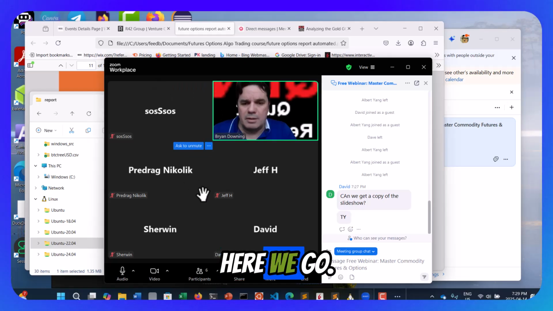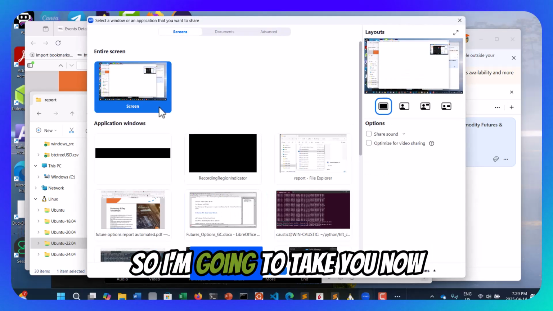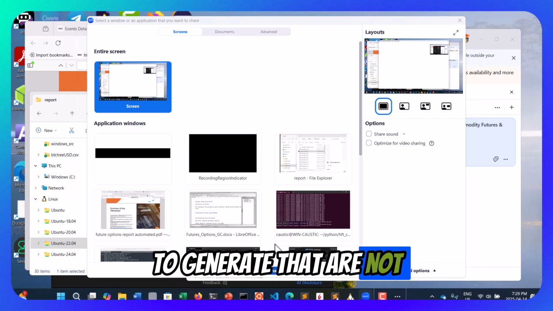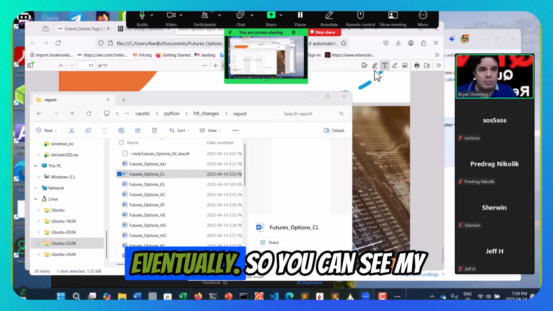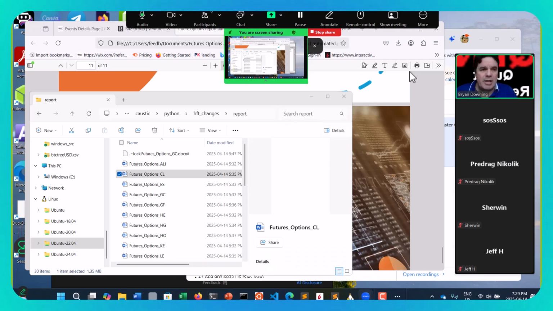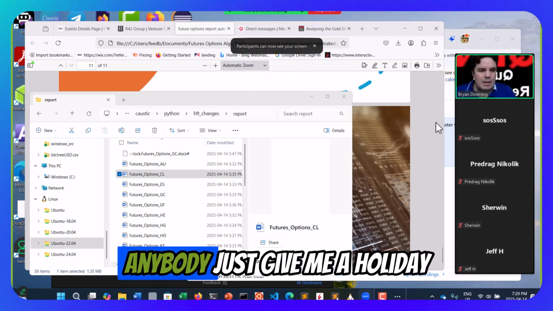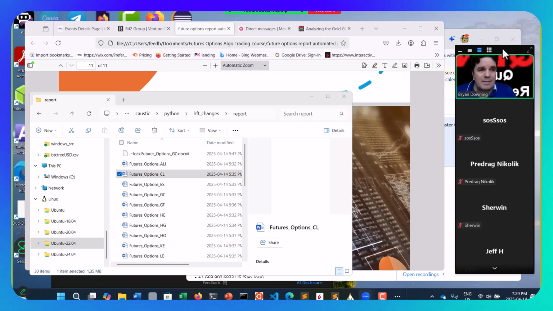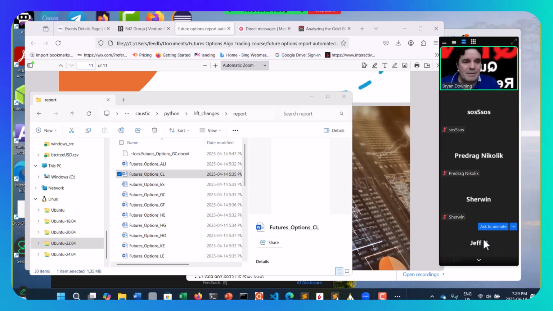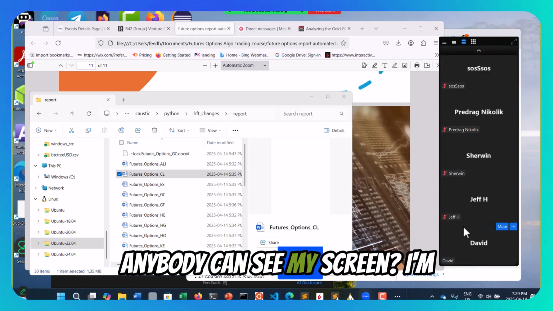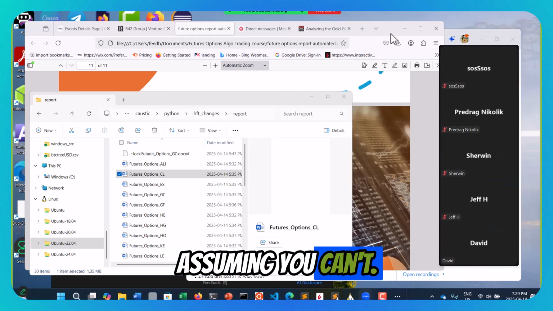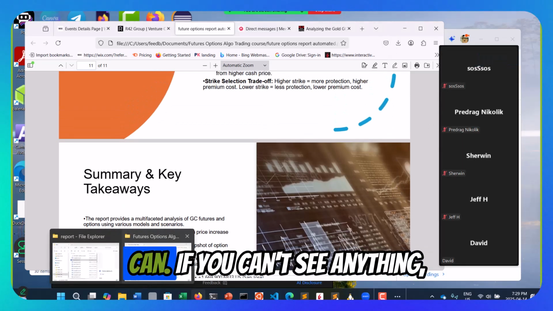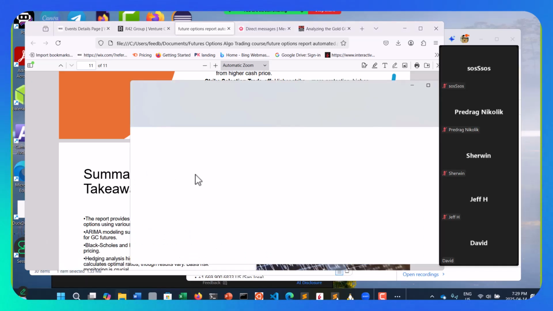Okay, here we go. I'm going to take you now to a couple of reports I'm able to generate that are not pretty, but they will be pretty eventually. So you can see my screen okay? Anybody, just give me a holler yes verbally. I'm assuming you can. If you can't see anything, let me know.